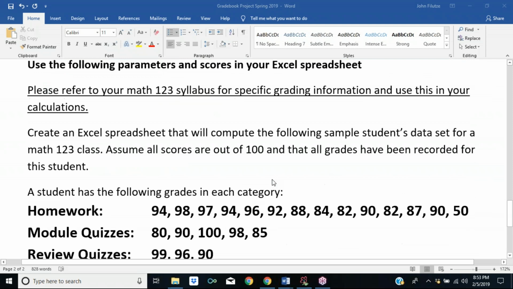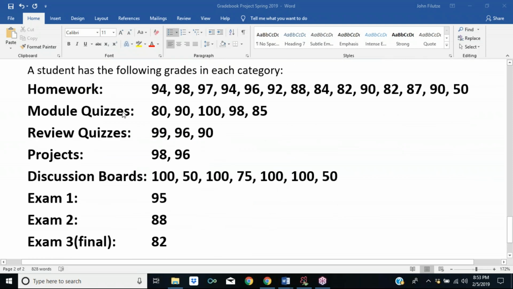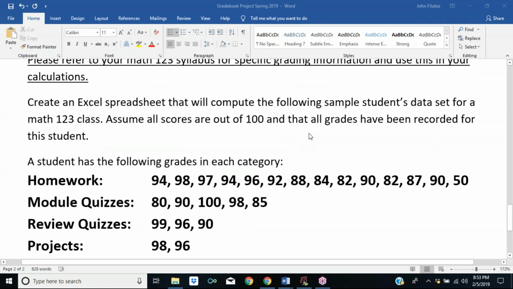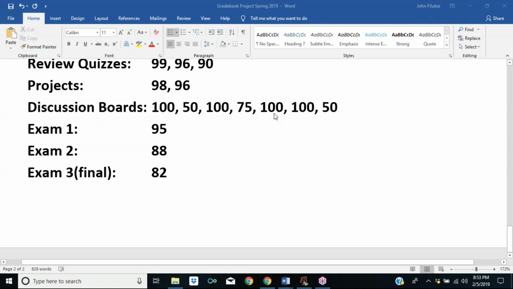And then here are the scores that you have. So homework, quizzes, review quizzes, projects, discussion boards, exam 1, 2, and final. And you are going to use the your weights from your own syllabus that's in our course that I just showed you a few minutes ago. All right. And then what I want to do is I have just a few minutes left.